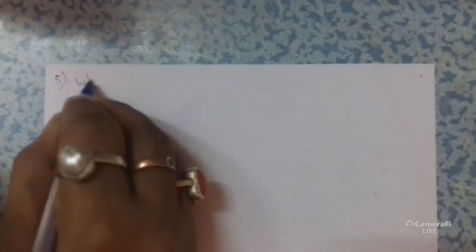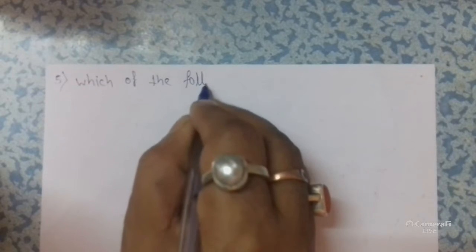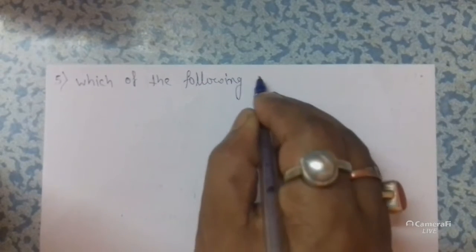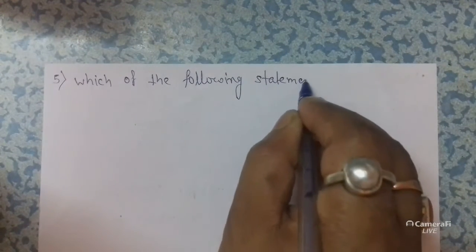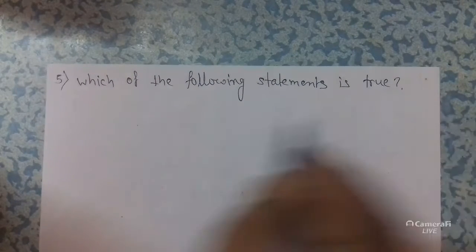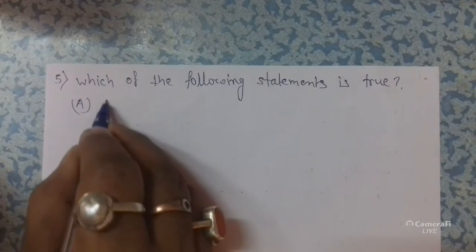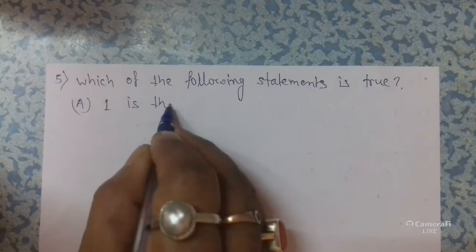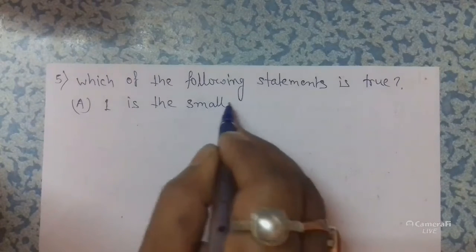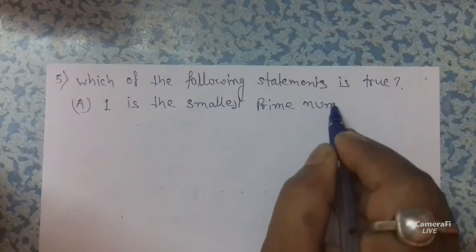Next is, which of the following statements is true? The options are: A, 1 is the smallest prime number.